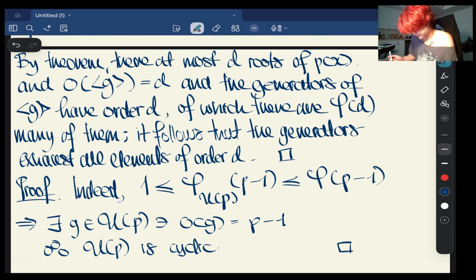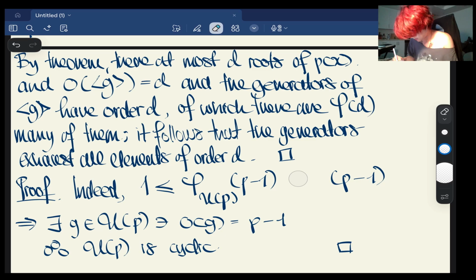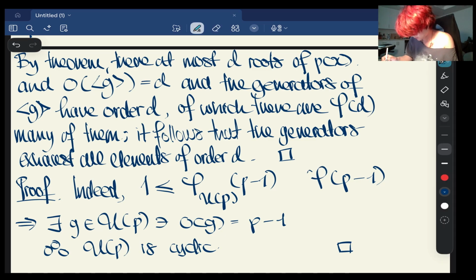I mean, it's not really an inequality. It's actually a mistake.